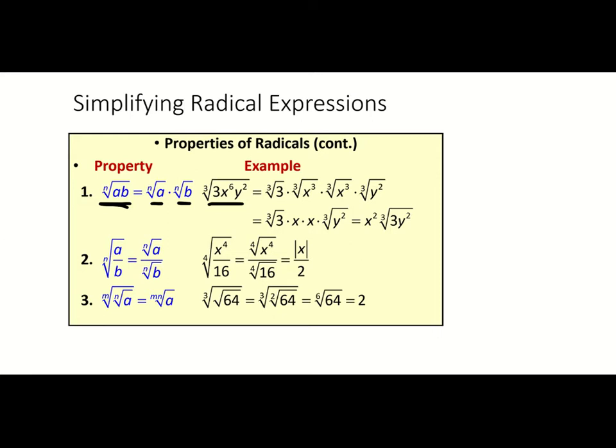For property 2, if you have division with a fraction in there, you can break it up into 2 separate radicals and then simplify those. And then if you have a radical within a radical, you can actually put it under one radical and just multiply those indexes together. And we're going to look at some problems and simplify them so you'll see some of these properties in action.